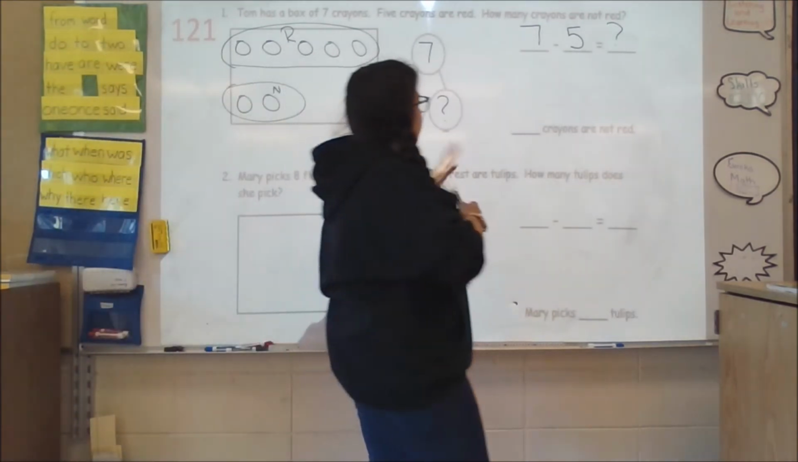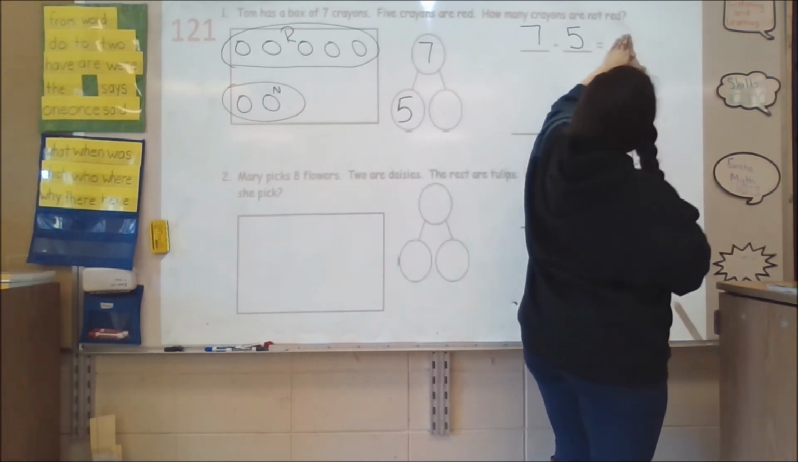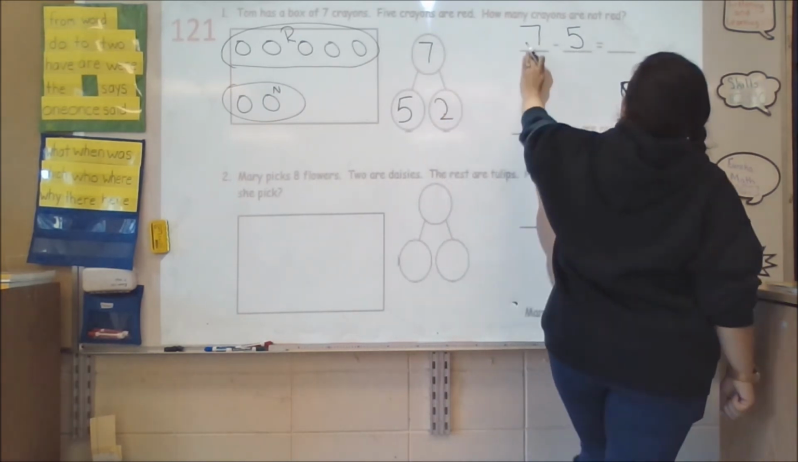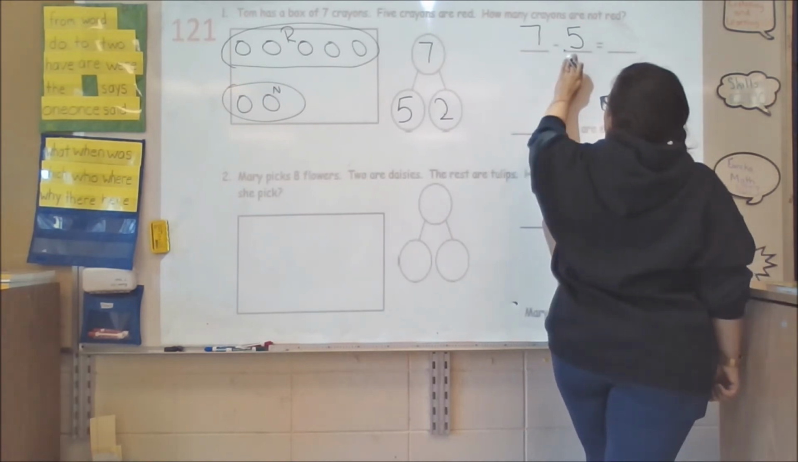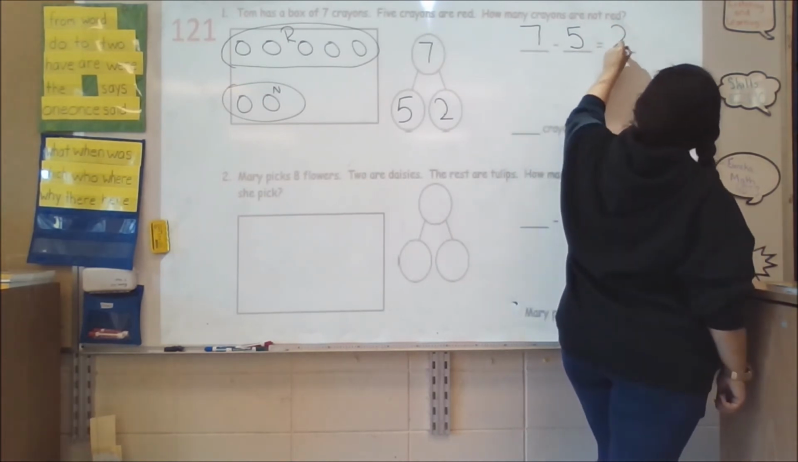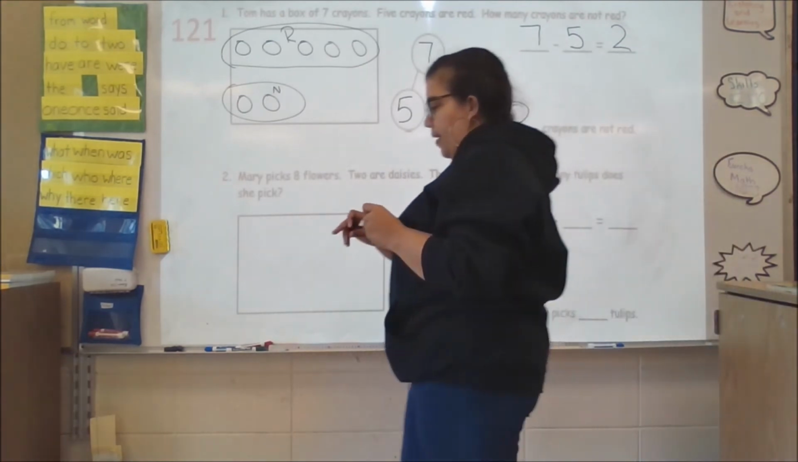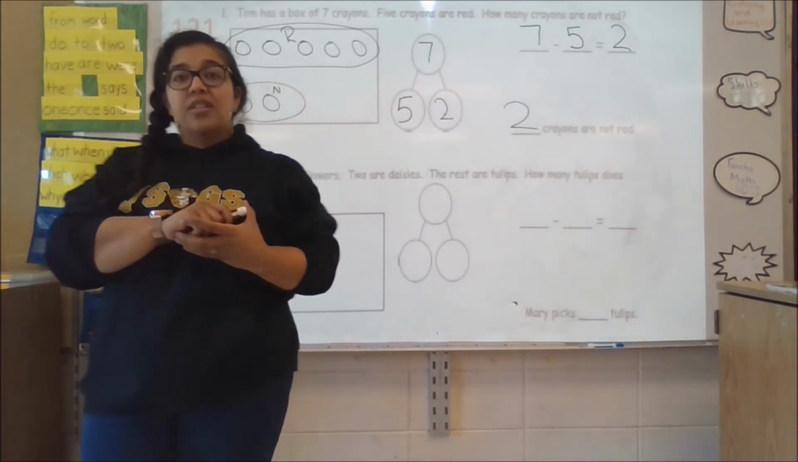Correct. 2 crayons are not red. My missing part is the 2 crayons. 7 crayons in the box minus 5 red ones leaves me with 2 crayons that are not red. Alright? 1 more sample.